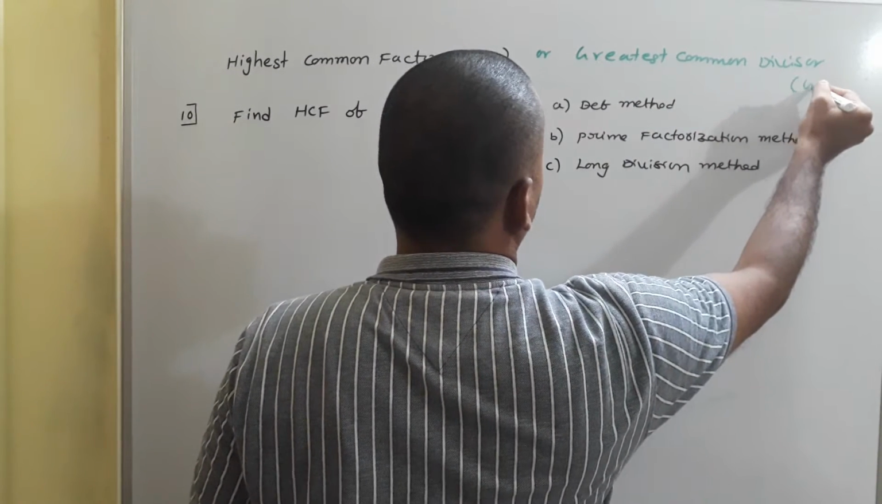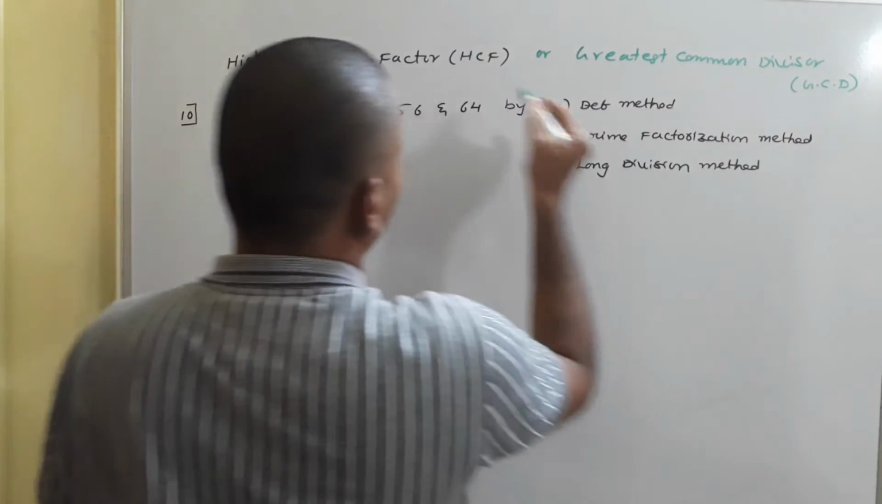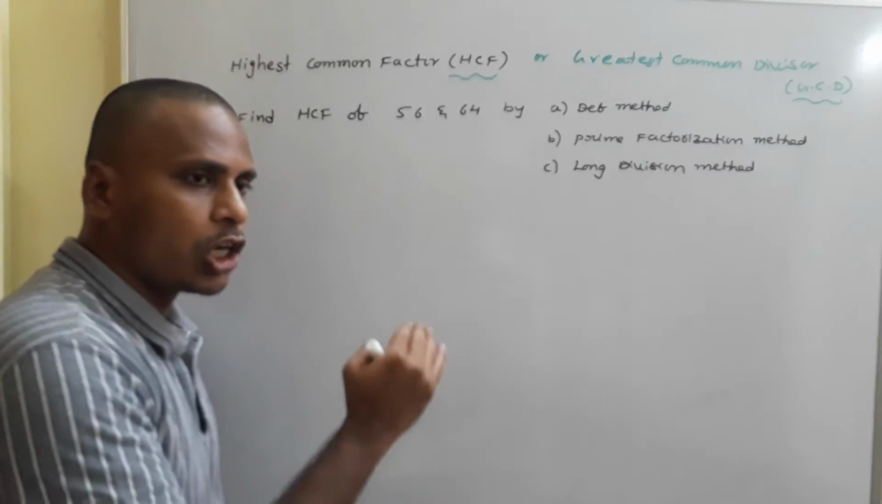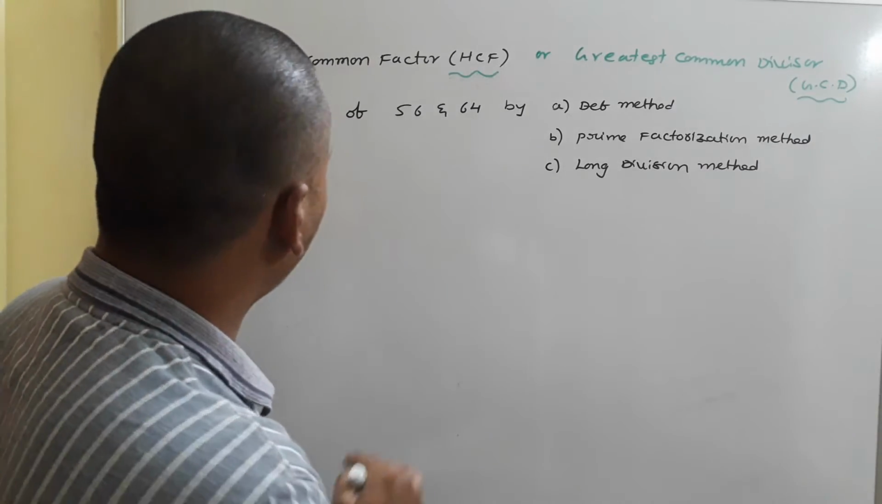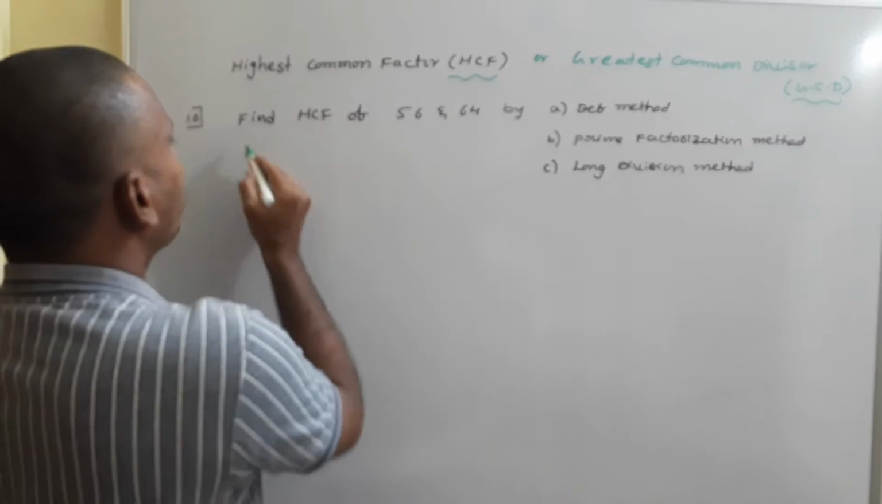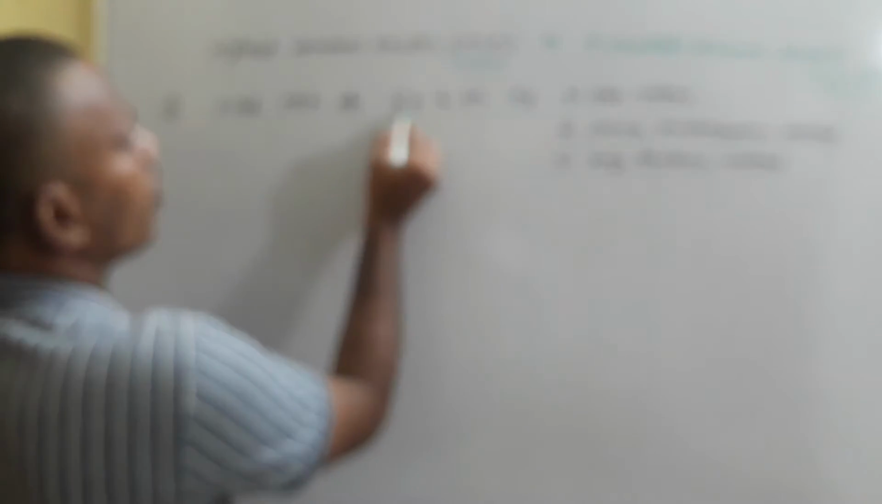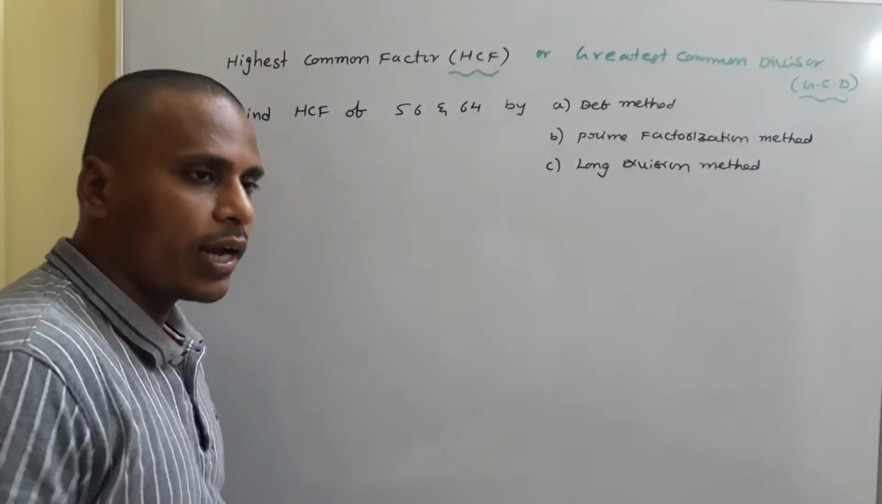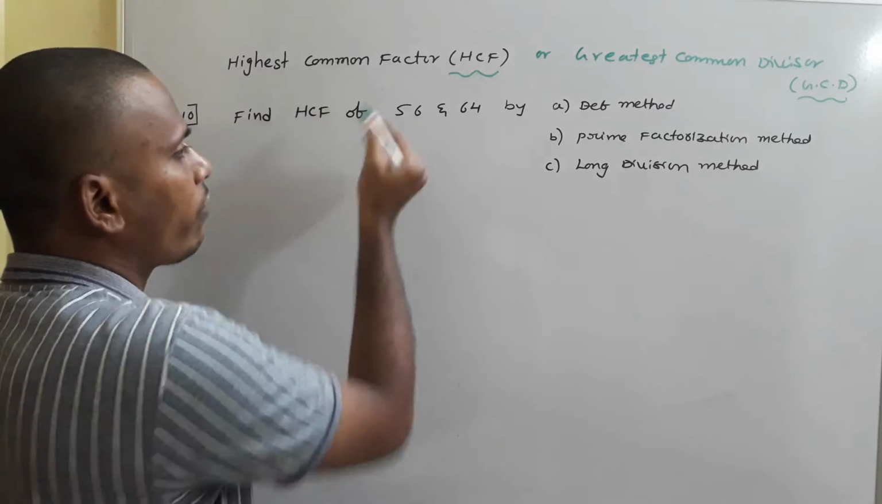Highest common factor or greatest common divisor. We may notate it either by using HCF or by using GCD, greatest common divisor. HCF, highest common factor, both are the same. Now the question is to find the HCF of 56 and 64 by the definition method, prime factorization method, and long division method.